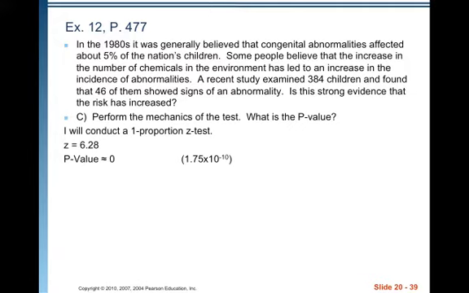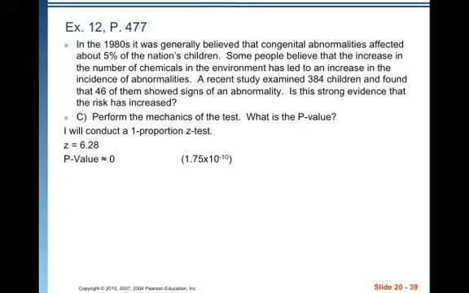It's not a big, momentous thing at this point, but later on, that's going to be the big thing: picking which test you need to do. I will conduct a one proportion Z test. Now I'm going to report what I get back. Z equals 6.28. That means that our observation is 6.28 standard deviations above the mean.